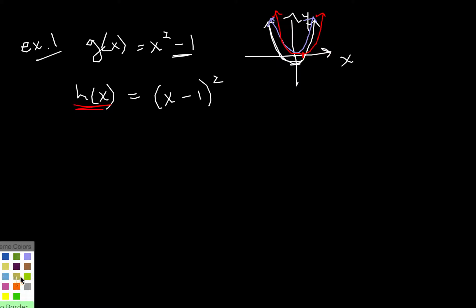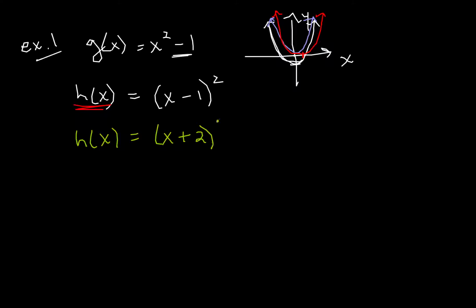And let's just do one more real quick. We'll do green. I'll just write the whole thing in green. h of x equals x plus 2. Oops, they're being very tricky.